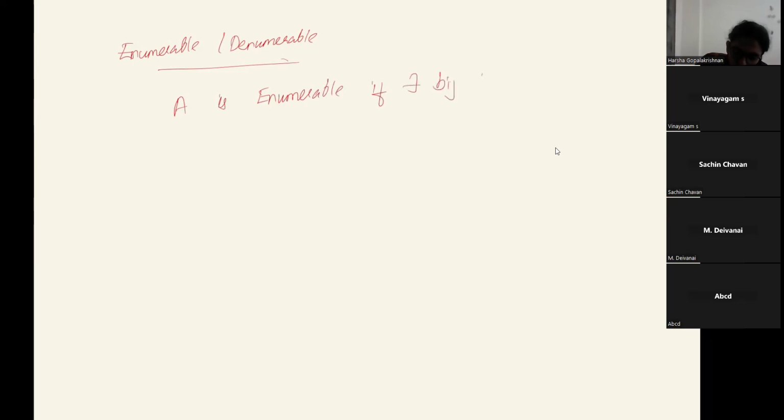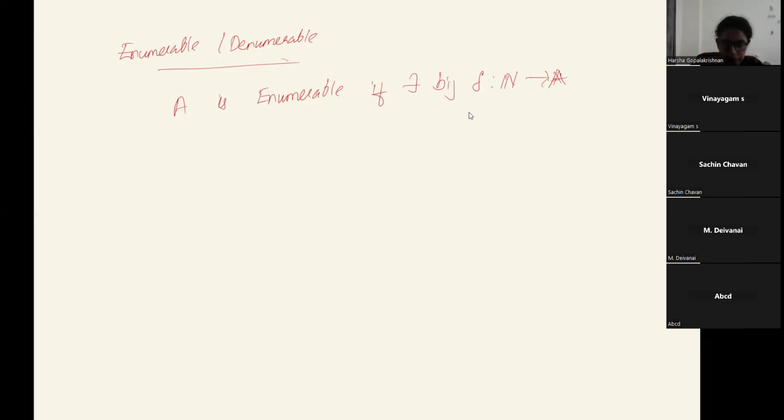So, what is enumerable or denumerable? A is enumerable if there exists a bijection from N to A. If there exists a bijection from N to A, obviously there will be an inverse from A to N, which will also be a bijection. So equivalently, we can say there exists a bijection from A to N also.